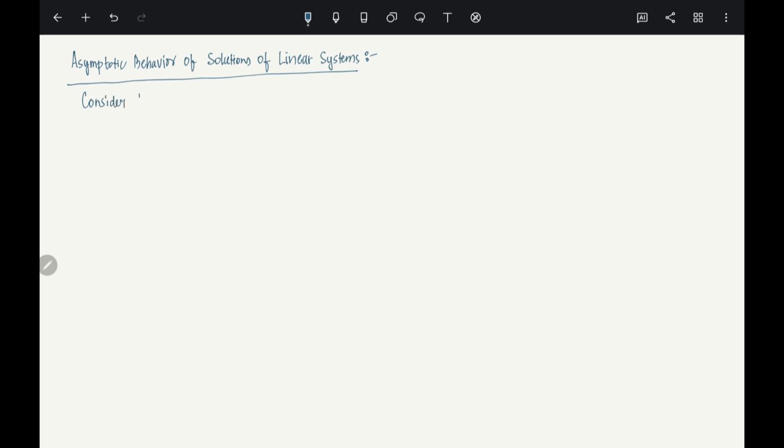Consider the system x prime equals A of t times x plus b of t. Clear? And let us assume that x at the point 0 is x naught. Now for this system, if there exists a solution, we want to see what the behavior of the solution is. Let's call this system 1. So let y of t solve 1, so y is a solution for 1.